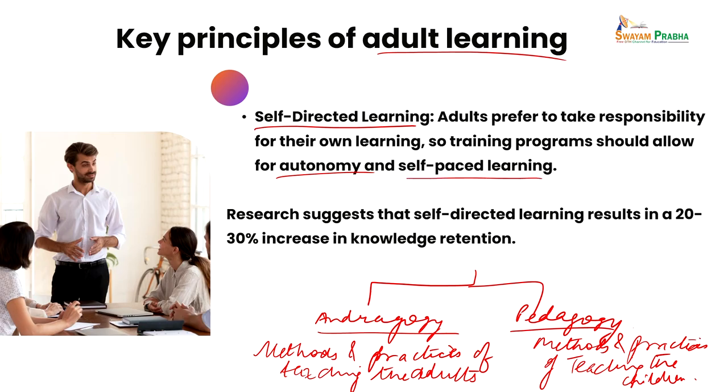It is seen after extensive research that usually adults would be more interested in going for more autonomy. They would want more freedom. They would not want to learn at somebody else's pace. Rather, they would be more interested in learning at their own pace. So self-paced learning is something which is preferred more by adults as compared to children.